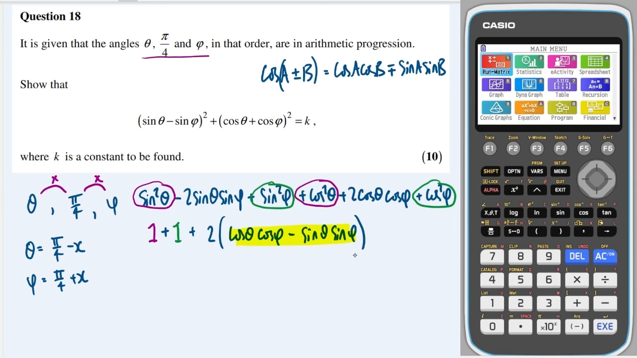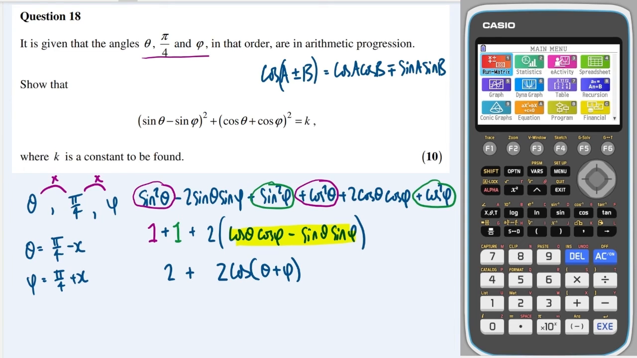So in this case, this will simplify down to 2 plus 2 lots of, it's going to be a cosine, and because it's a minus there, it's going to swap over to be a plus inside. So cosine of theta plus phi. And we can drop the brackets here, we don't need them. And let's move the 2 up a bit closer.